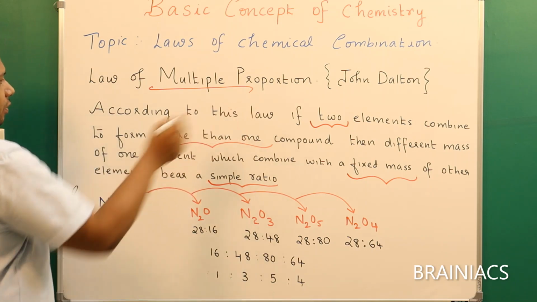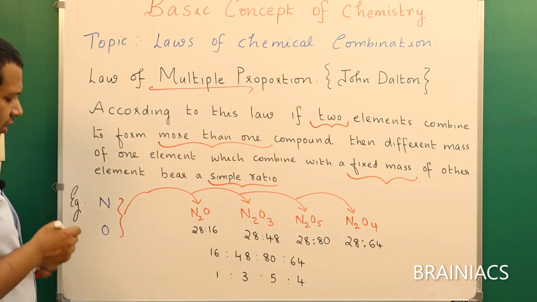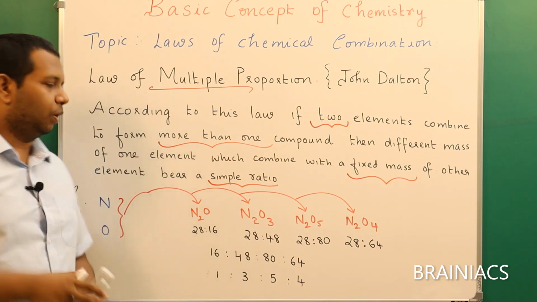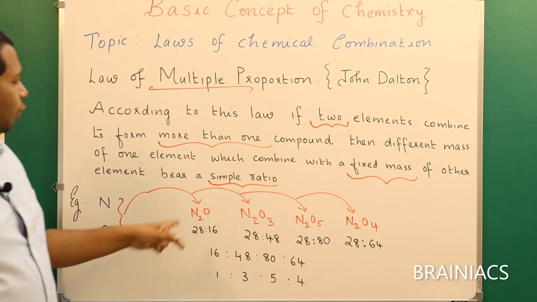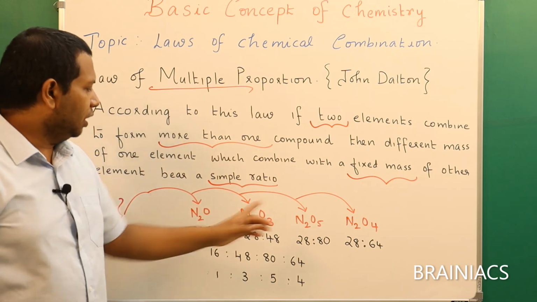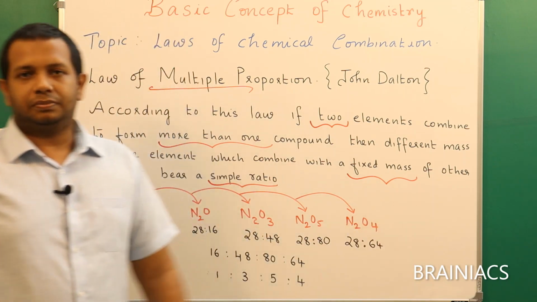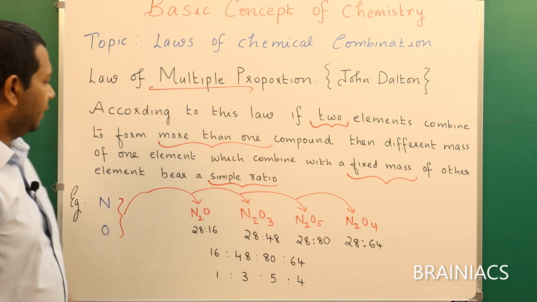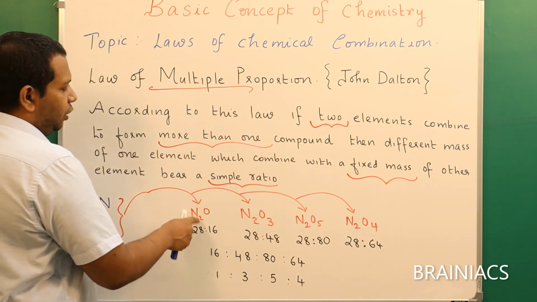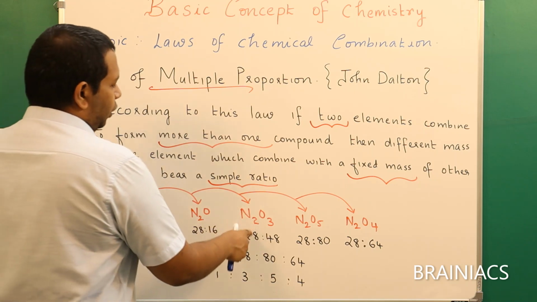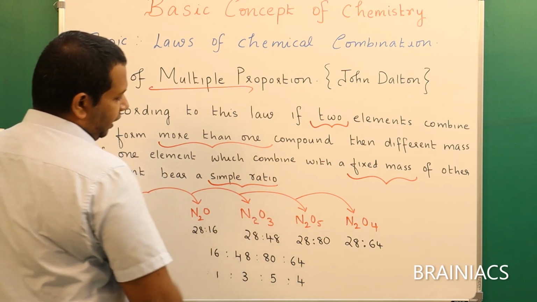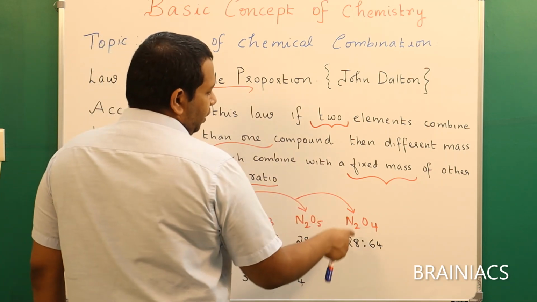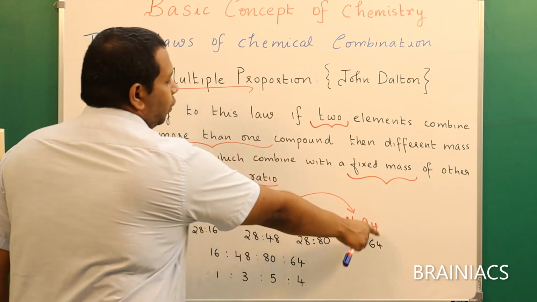Take two elements, nitrogen and oxygen. The law is saying two elements can combine to form more than one compound. So N and O combine to form N2O, N2O3, N2O5, N2O4. Now if I take the mass ratio, N2 means 14 into 2, 28 is to 16. Here 14 into 2, 28 is to 16 into 3, 48. N2 means 28 is to 16 into 5, 80. N2 means 14 into 2, 28 is to 16 into 4, 64.